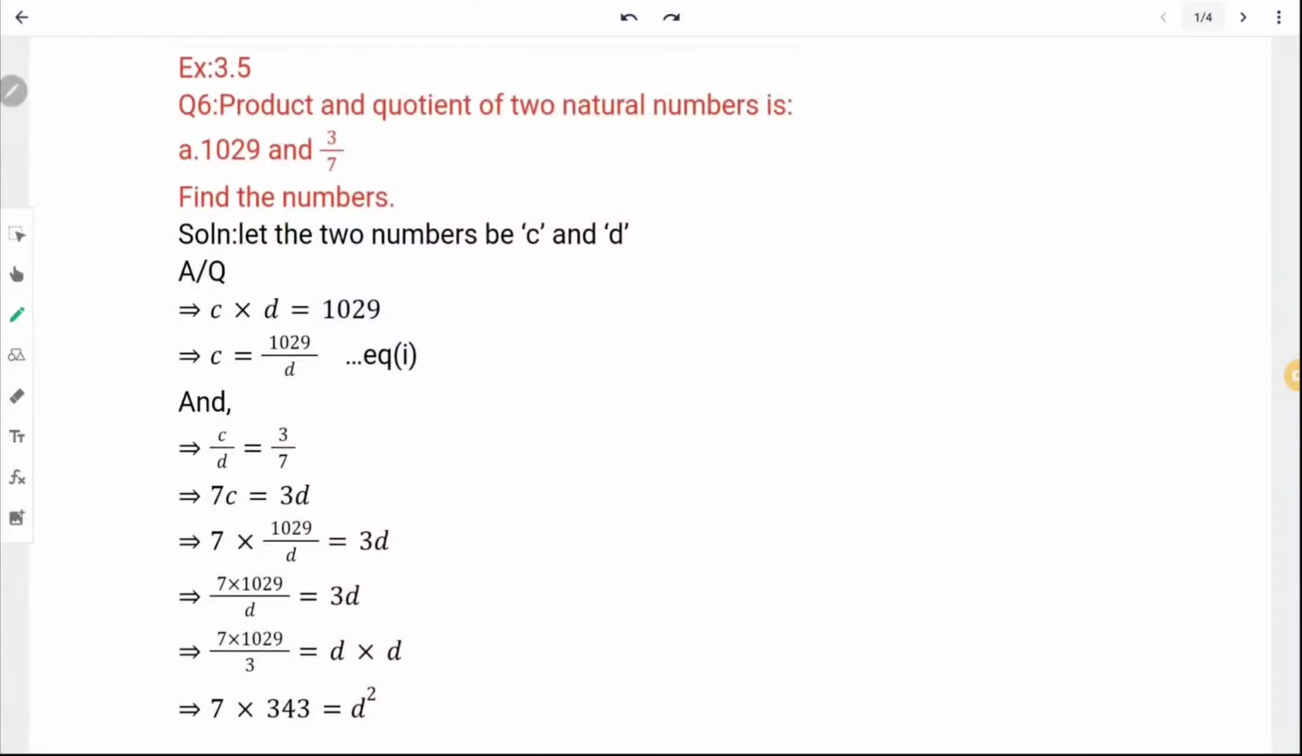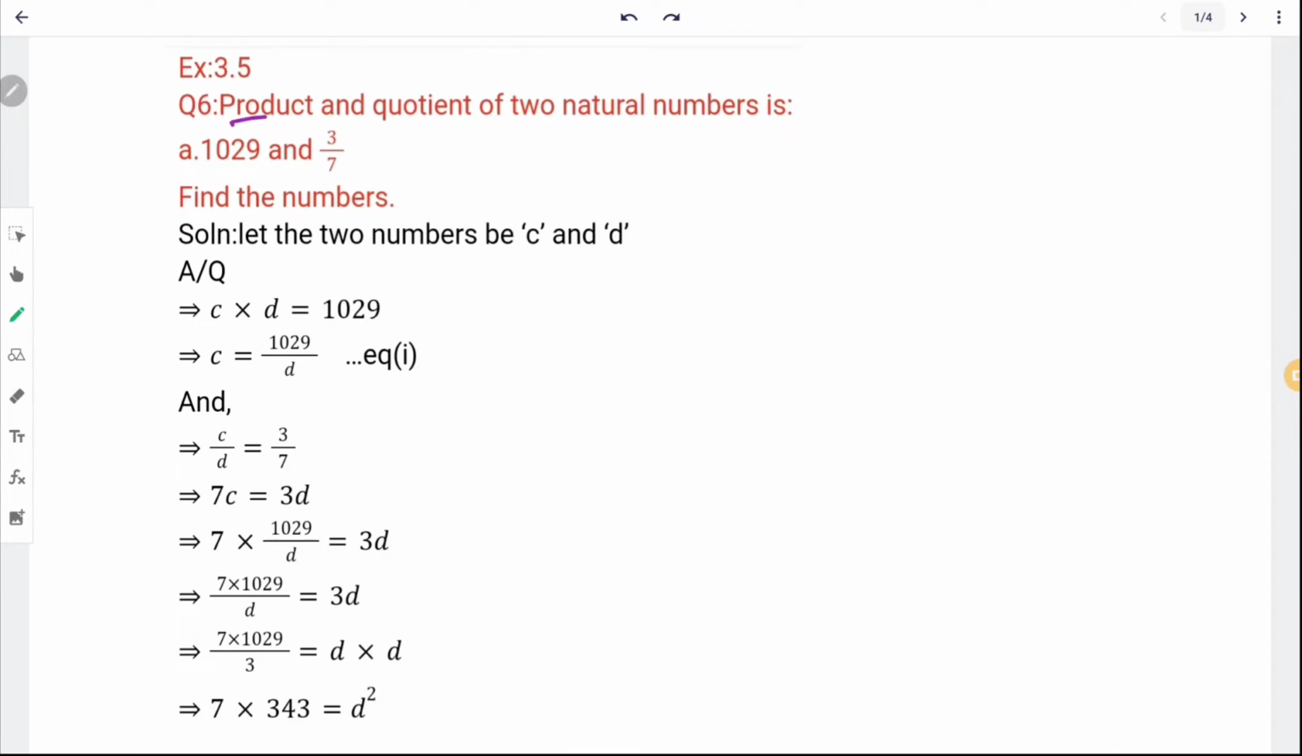Question number 6, 3.5. So let's have a look. Product and quotient of two natural numbers. The product of two natural numbers is 1029 and the quotient is 3 by 7. So the question is to find the numbers. Since we don't know those two natural numbers, we'll take them to be C and D for now. Okay, now let's go back to the question.